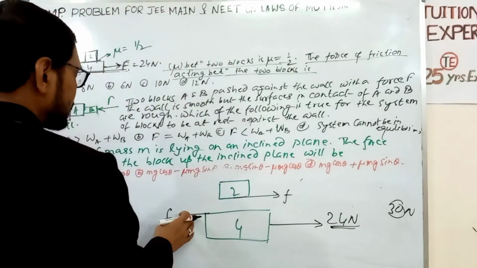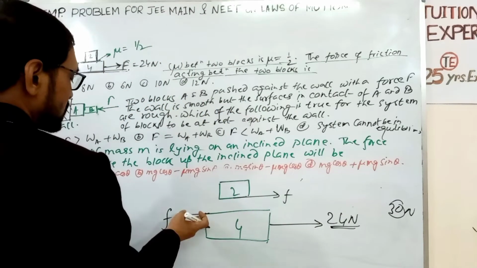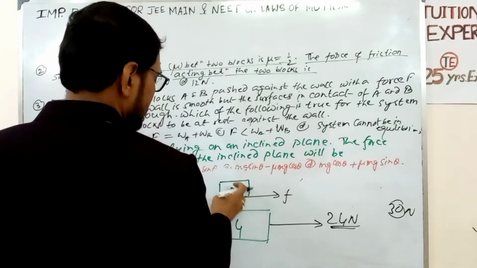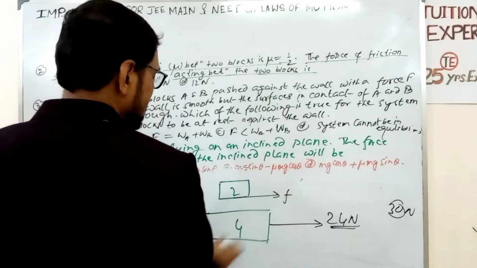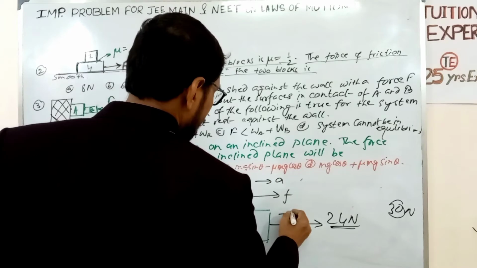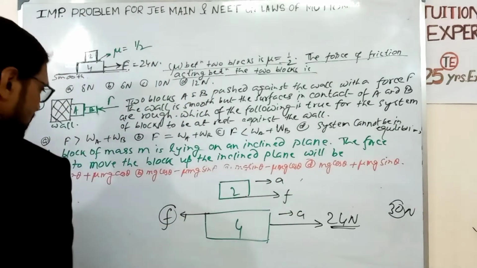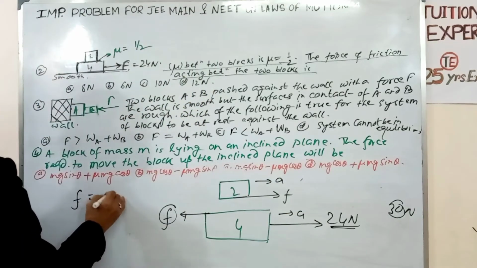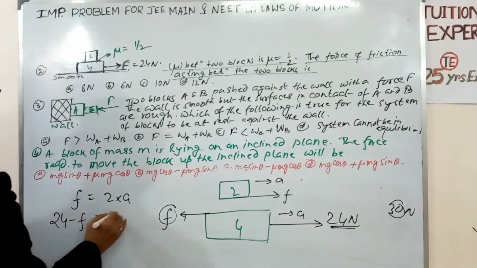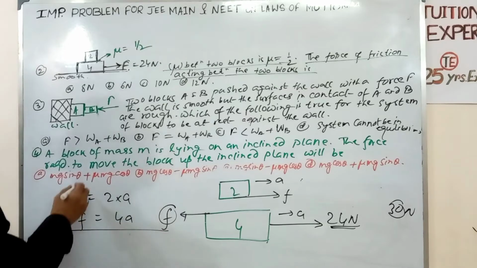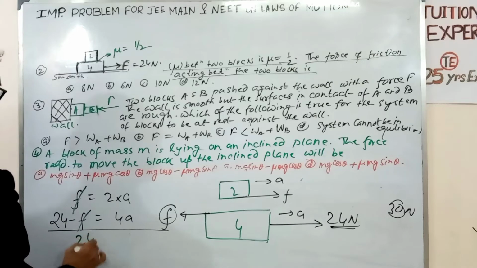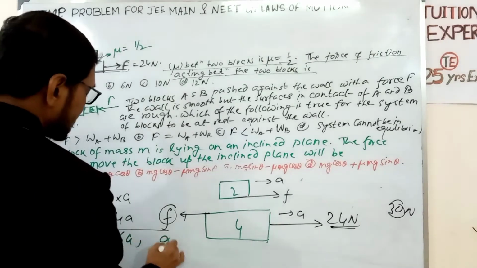So what is the friction force? We don't know. Suppose that friction is F. Now this F acts in this direction, this is the driving force. The two blocks move together, so the acceleration is the same. Now write the equations. F equals m a, 2 into A, and here 24 minus F equals 4 into A. If we add, we get 24 equals 6 into A, which gives A equal to 4.